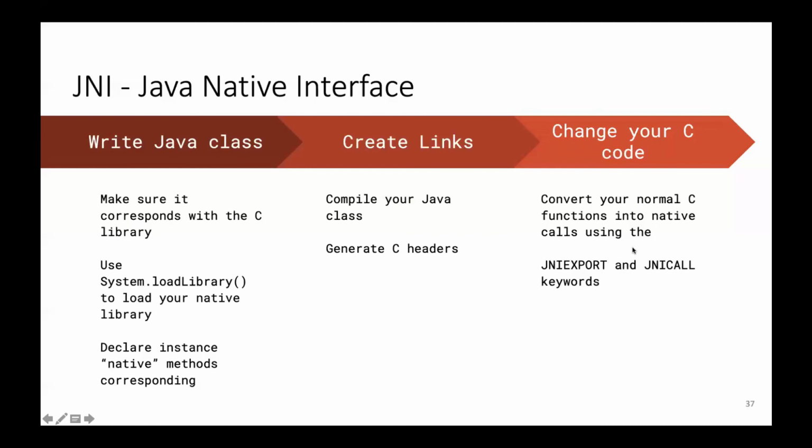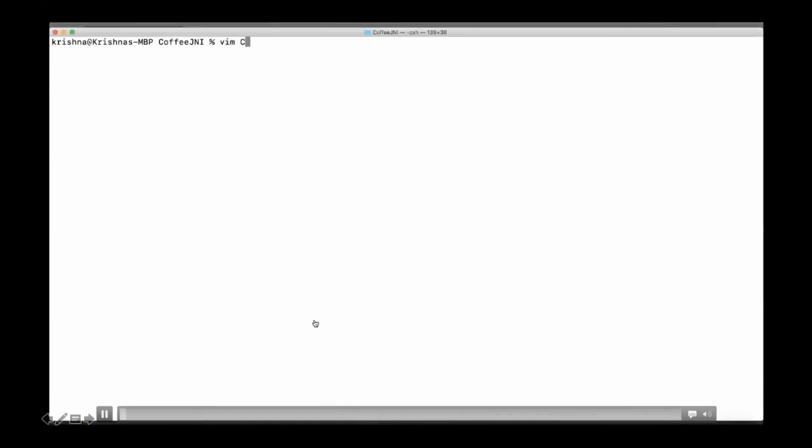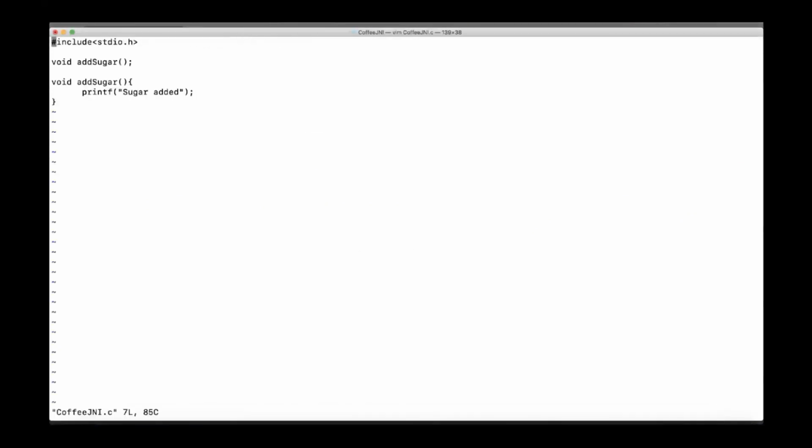Okay. I'll not run into too much of this theory here. Let's just see a short demo, right? This is just to show you that it's not that complicated to create a Java interface, so you don't have to be worried if your API is in C. So let's look at a short demo. I've already created a pseudo version of the Coffee API in C. So let's look at it. I've just called it coffeejni.c.